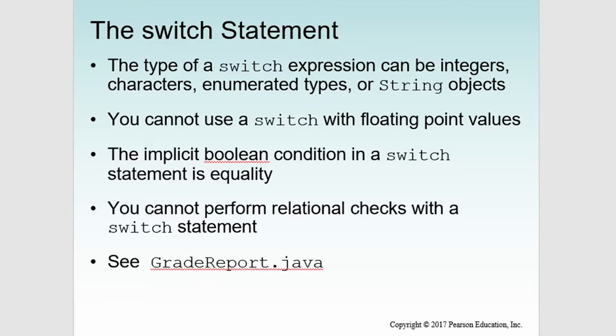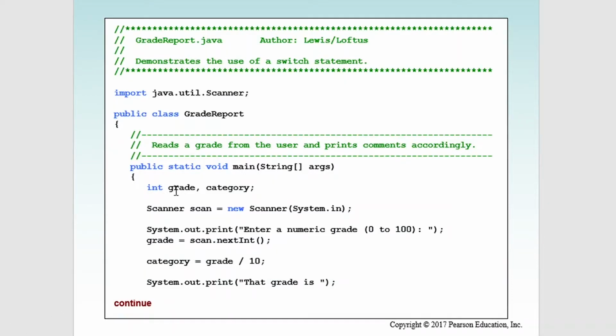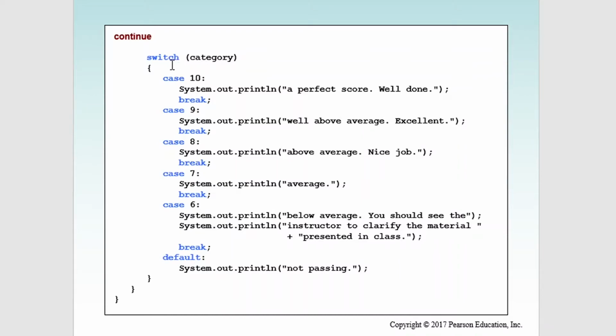See GradeReport.java. So in this program, they created integers for grade and for category. They created a scanner object. They prompted the user to enter a numeric grade. They stored the numeric grade into the variable grade. Then they set category equal to the grade divided by 10. Then they pass category to the switch.